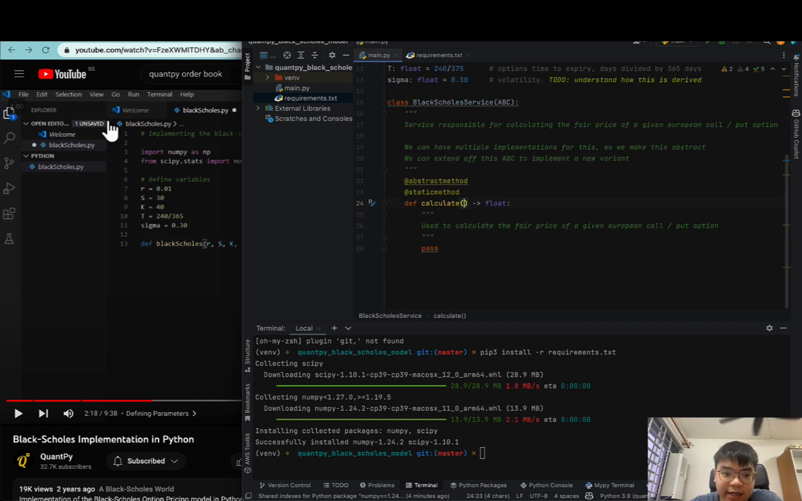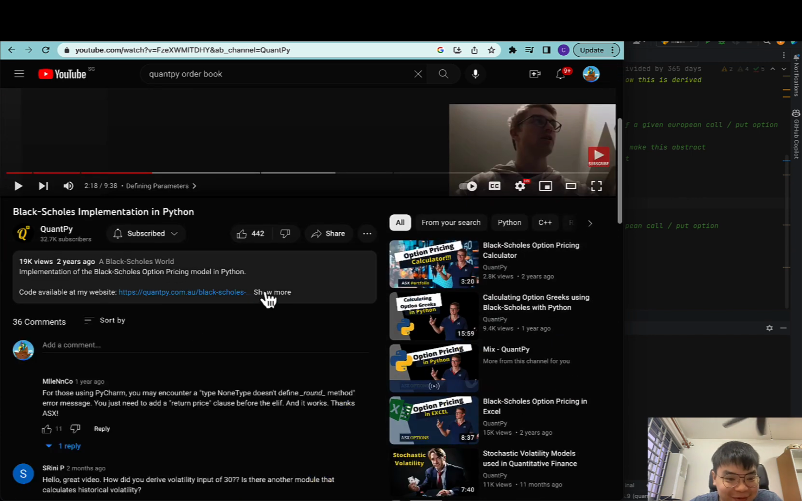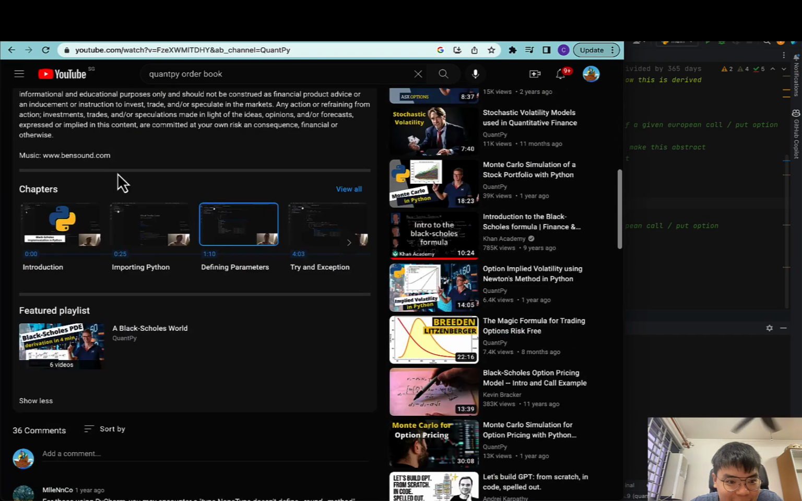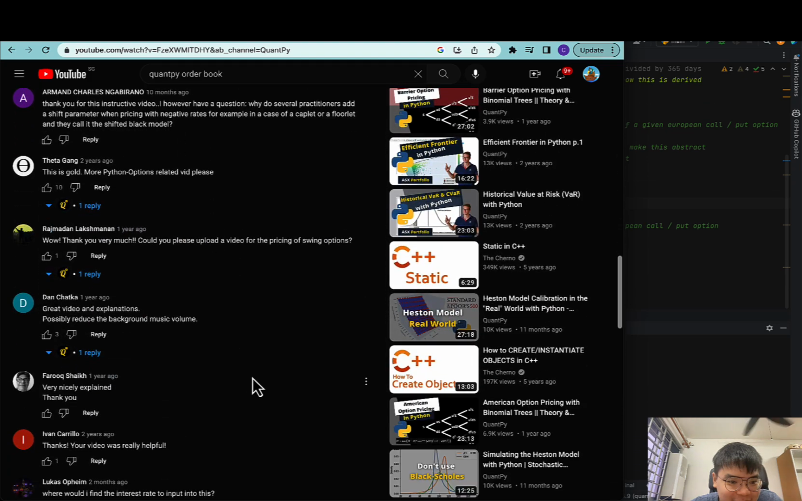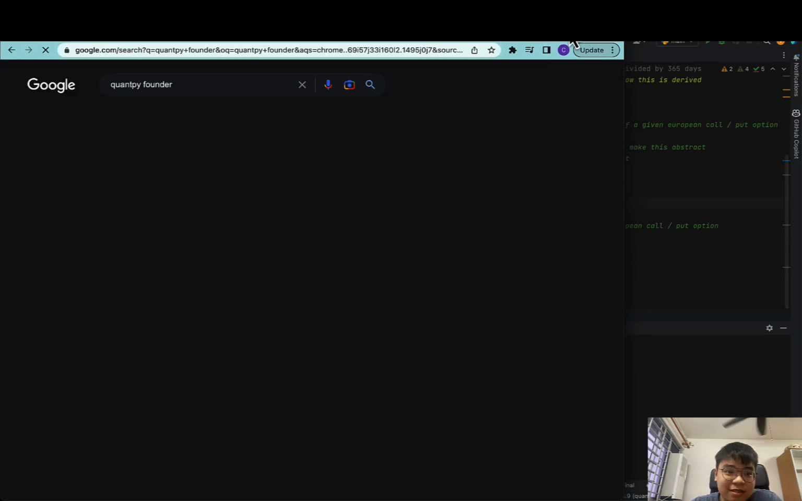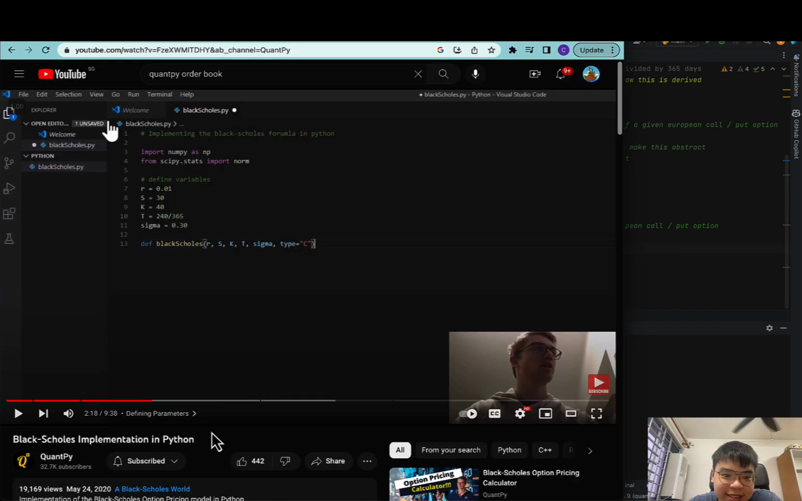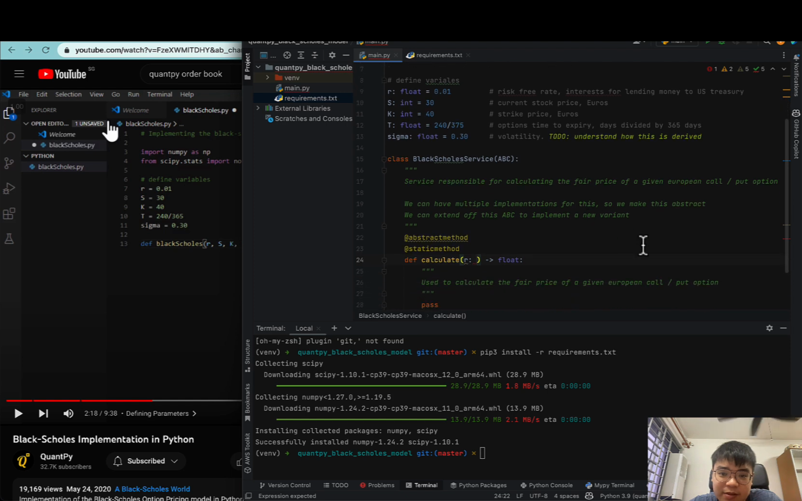Okay, so for calculate in this case, according to Benjamin, he mentioned, sorry, is it Jonathon or Benjamin here? Quantpy founder Jonathon, I'm so sorry, it's Jonathon. So Jonathon mentioned here in this case that calculate has a few inputs here. So here is the risk-free. Let's just define this risk-free interest rate.